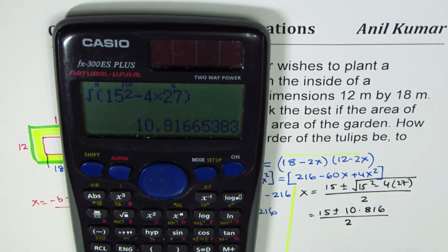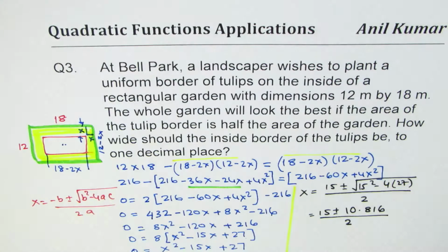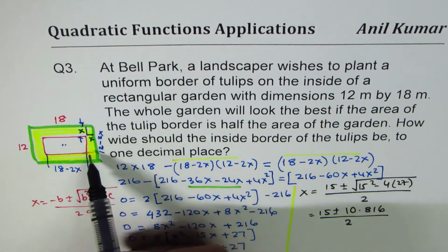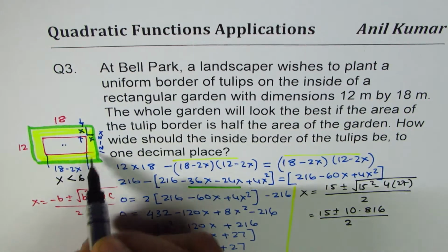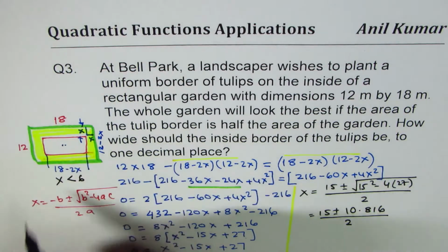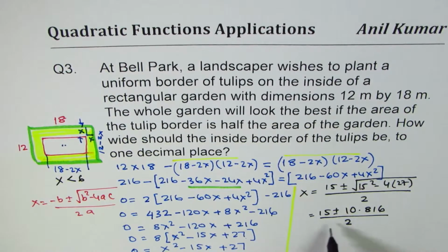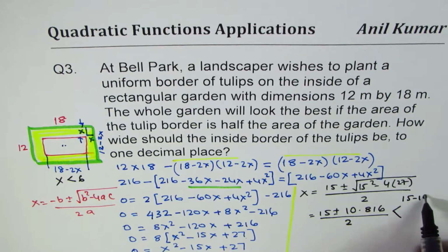Now that gives us 2 solutions for x. Remember, x cannot be more than 6, right? So we know x should be less than 6, otherwise, because the width is only 12. So we have to take the x value which is less than 6, okay? So if I do 15 plus 10, 25 divided by 2 is 12 point something, which is more. So one of them is not valid. So we'll do 15 minus 10.816 divided by 2.